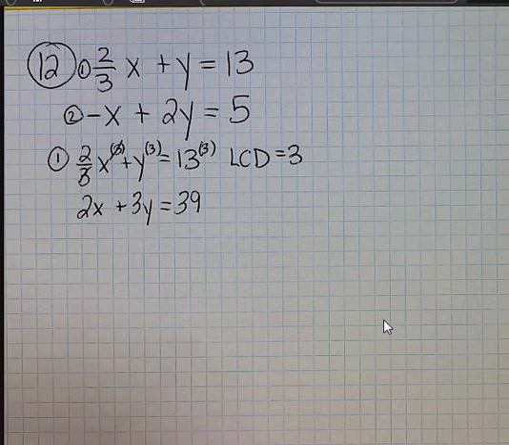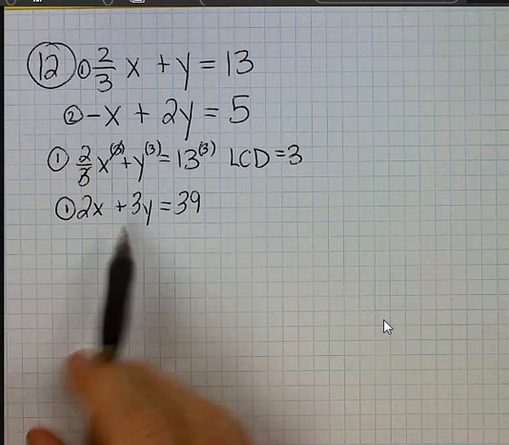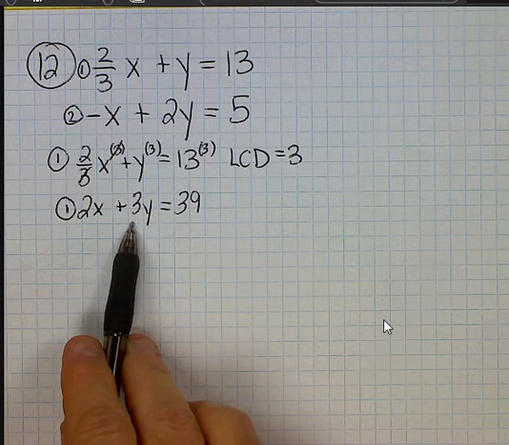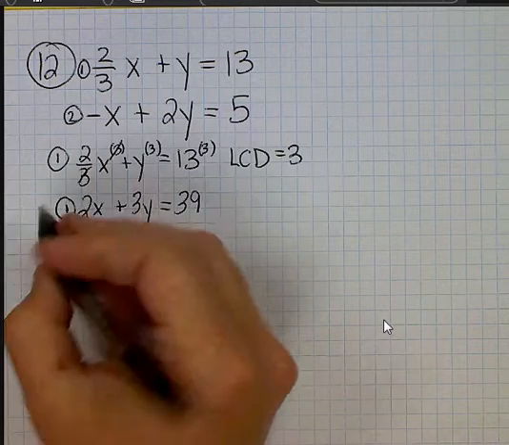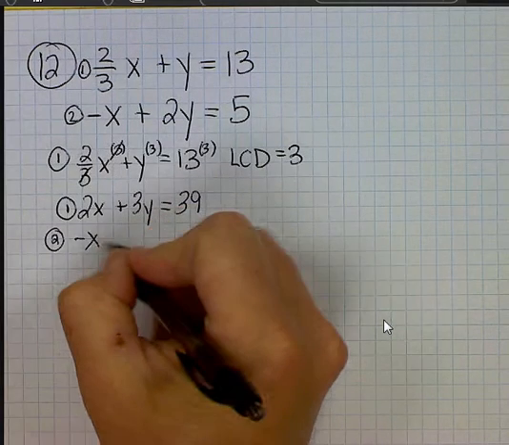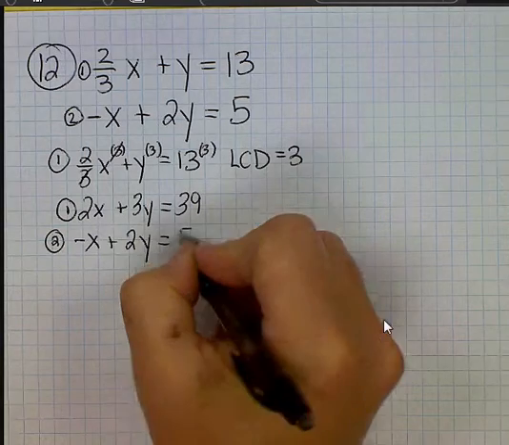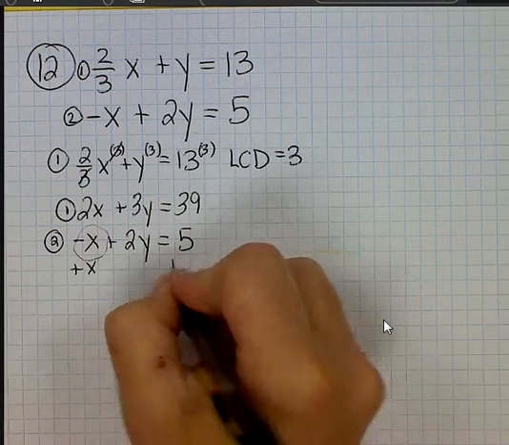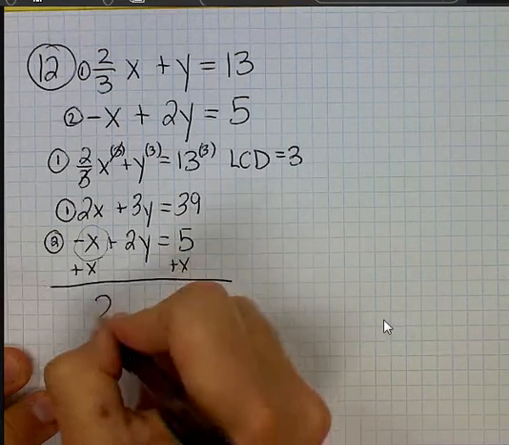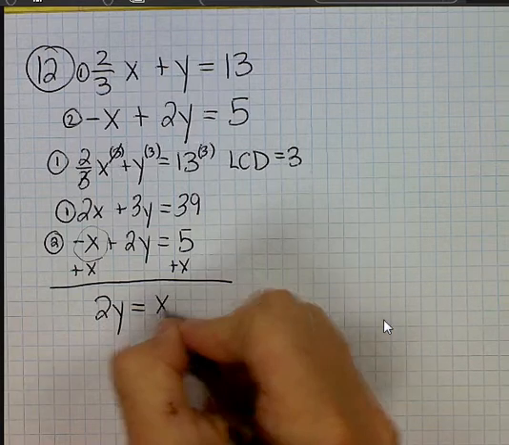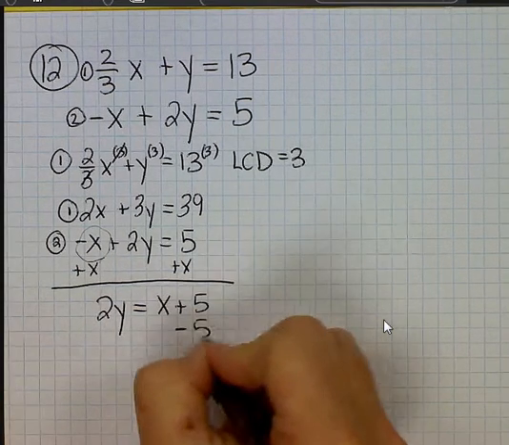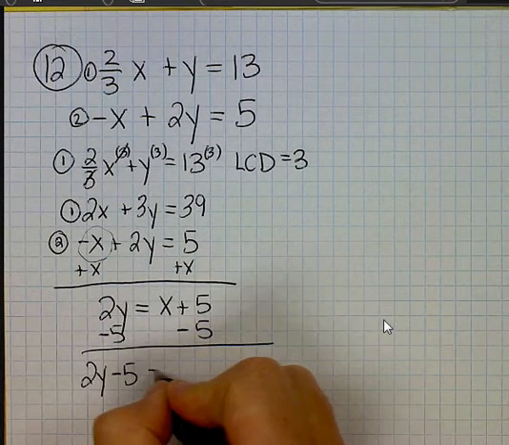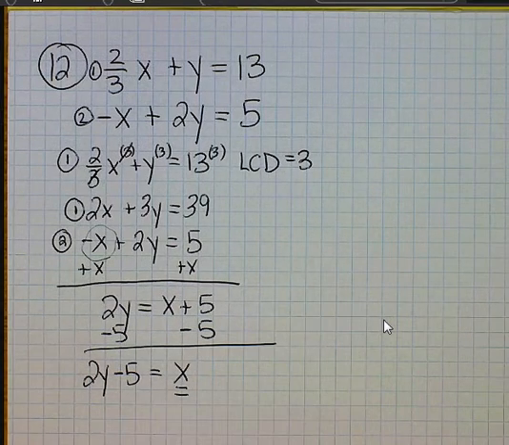Okay? So now, I still don't have a variable by itself yet, and it's going to be difficult to get one by itself in this equation. So I'm going to look at equation number 2: negative x plus 2y is equal to 5. This is the variable that I want to solve for. I'm going to add x to both sides, and that leaves me with 2y is equal to x plus 5. Then I'm going to subtract 5 from both sides, and I'm left with 2y minus 5 is equal to x. So now I know what x is.